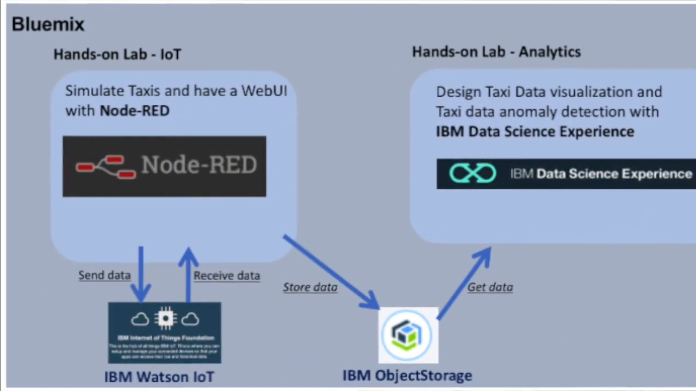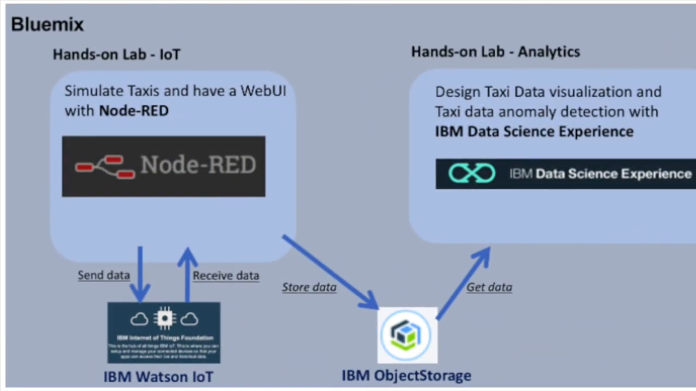This was the first part of the taxi simulation. The hands-on lab part for the IoT stuff mostly implemented inside Node-RED using the Watson IoT and the IBM Object Storage. The next one will focus on IBM Data Science Experience in combination with the object storage.